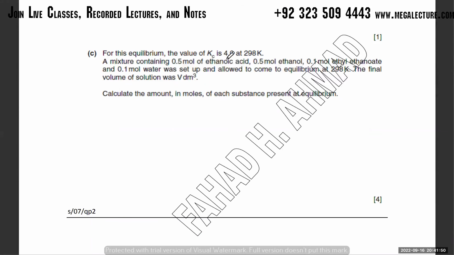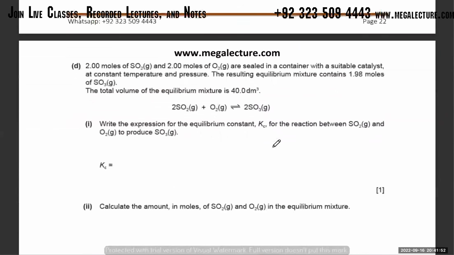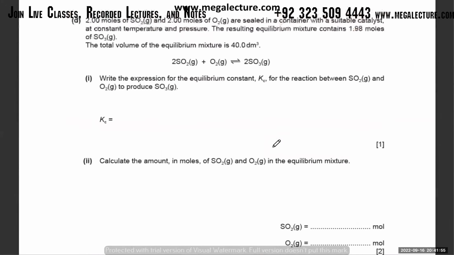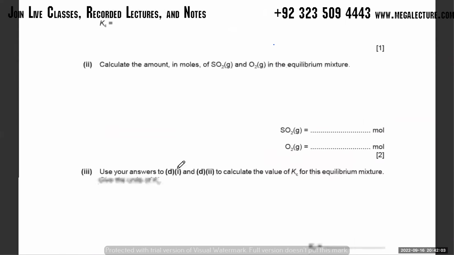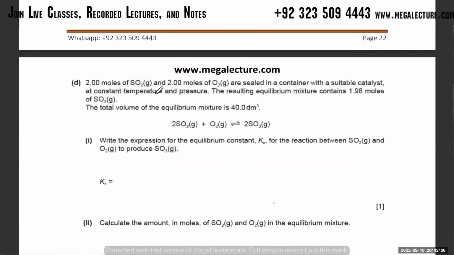Assessing the mixture, as they gave the Kc. So let's try and do this one. We're only doing questions where they're asking us to calculate the value of Kc. So 2 moles of O2 were placed in a container. So you had 2 moles of this, 2 moles of this, and I don't think there's any SO3, right? And it was allowed to reach equilibrium, and the equilibrium contains 1.98 moles of SO3.